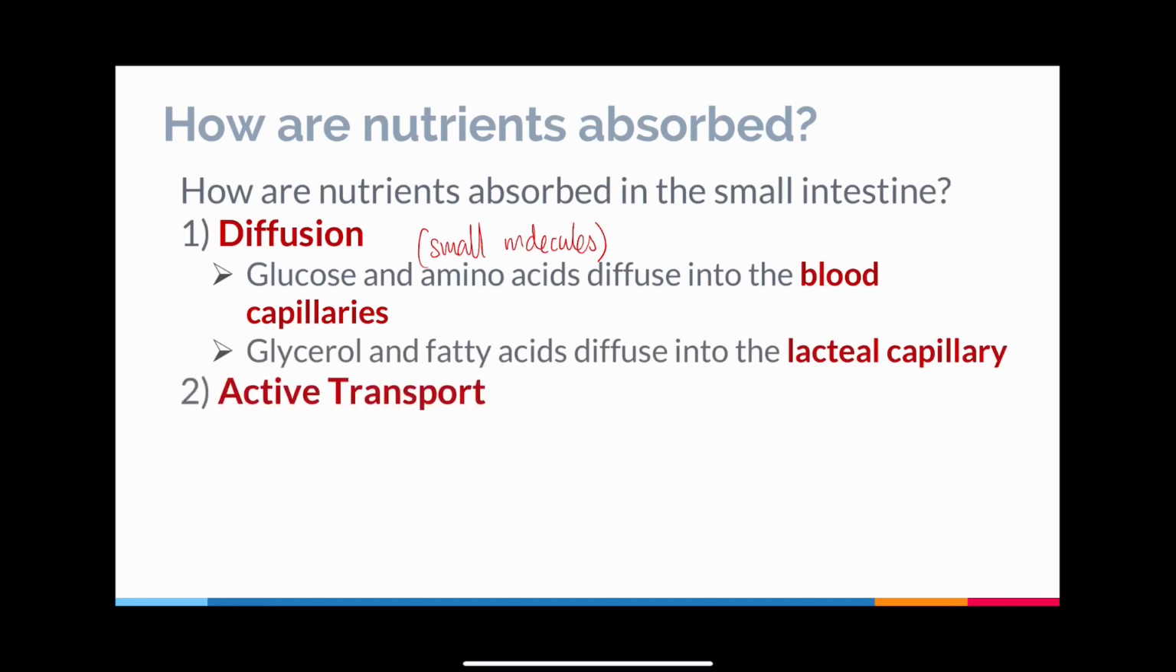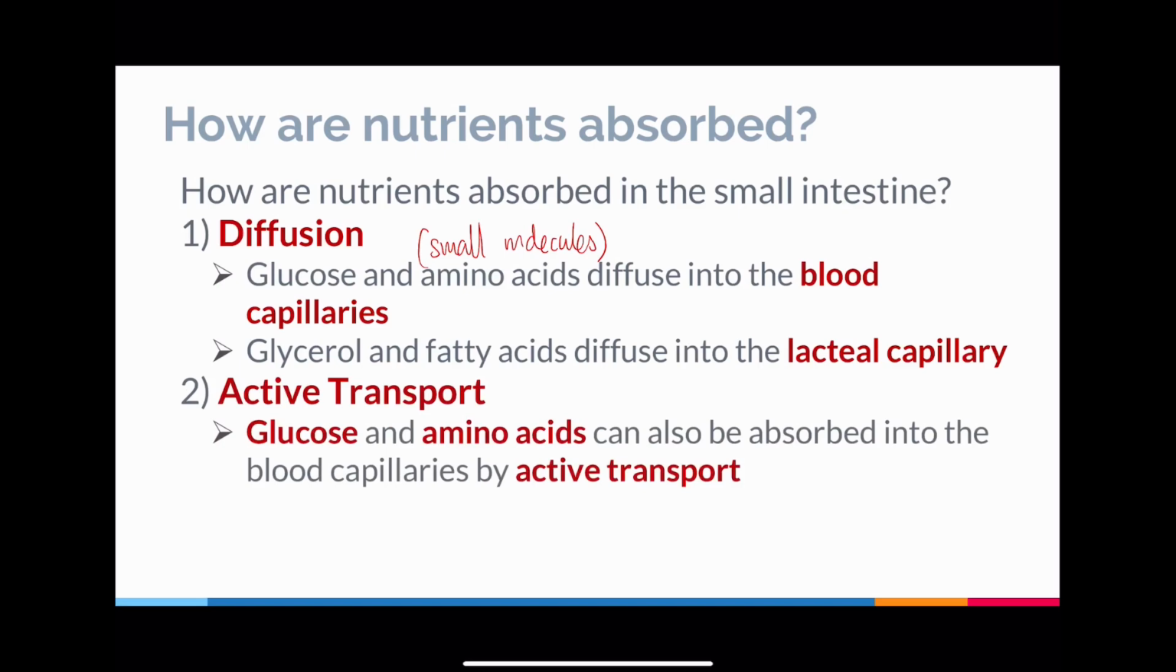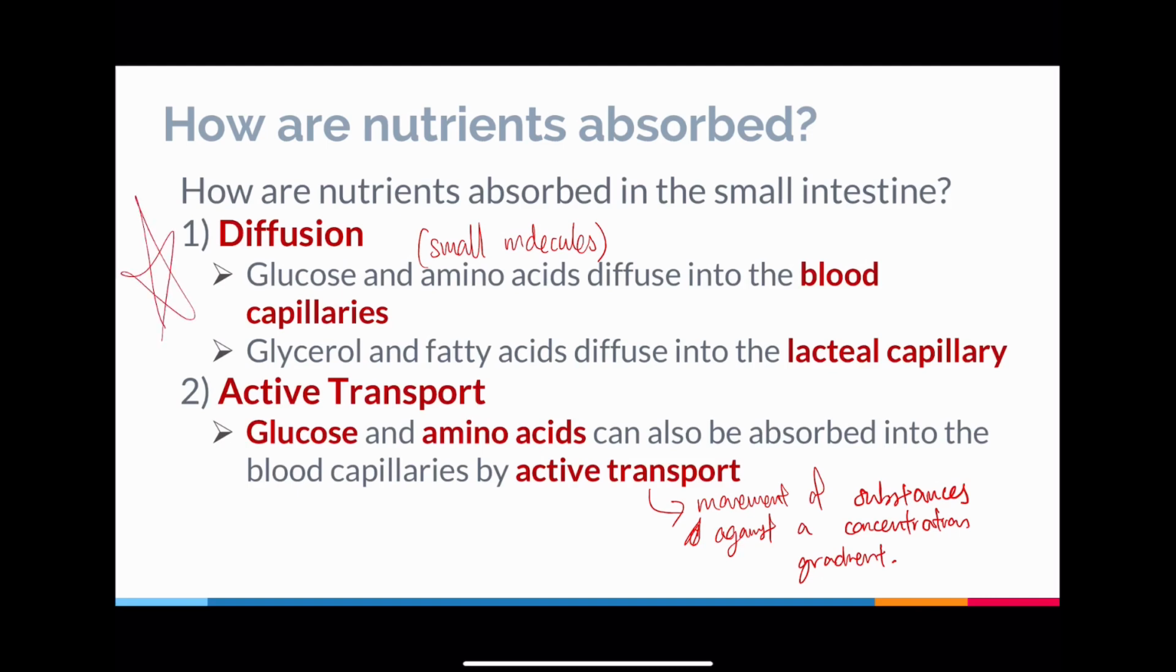Okay, the other movement that might be quite crucial as well is active transport. Active transport can also be used for glucose and amino acids to be transported into the blood capillaries. If you want to recall a bit about active transport, basically it is the movement of substances, instead of from a higher concentration to a low concentration, against a concentration gradient. So that is the meaning of active transport. But do take note that mainly diffusion will be the one, because in the small intestine there will be a lot of nutrients there, so they can just diffuse into the bloodstream.